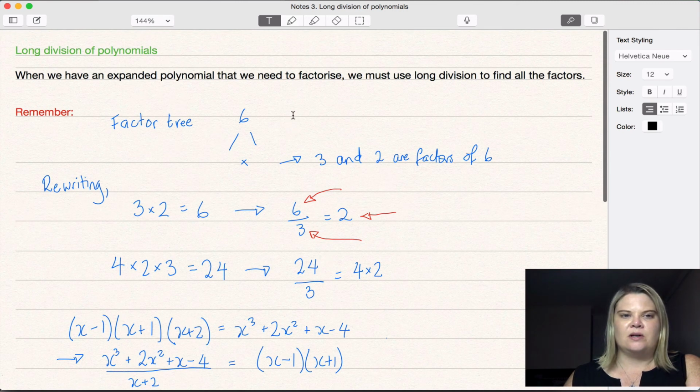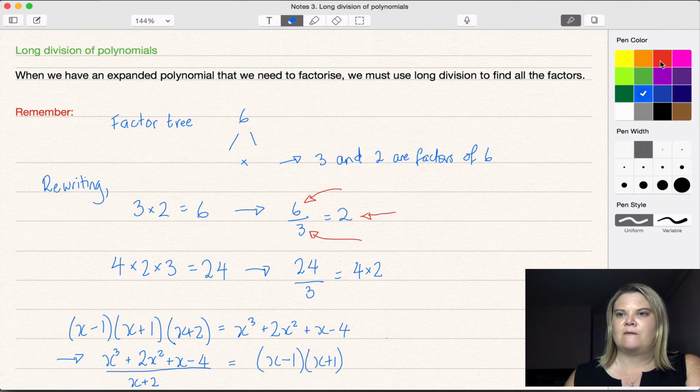Before we get on to long division, I want to just remind you of a few things from your earlier maths classes that will help you to understand long division. You might remember factor trees from year 7 and year 8, where you start with a number and find two factors that multiply to make that number. I'm going to go 3 times 2, and there are the smallest factors that you can have, so we can say 3 and 2 are factors of 6. We can rewrite 3 times 2 equals 6 as 6 divided by 3 equals 2.